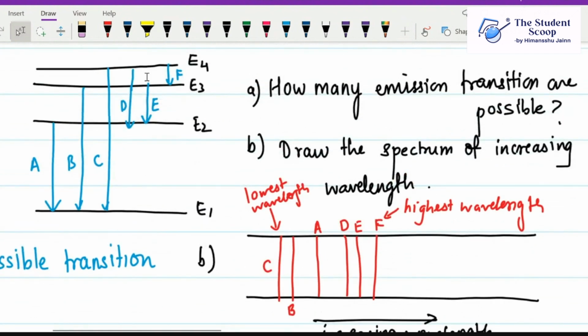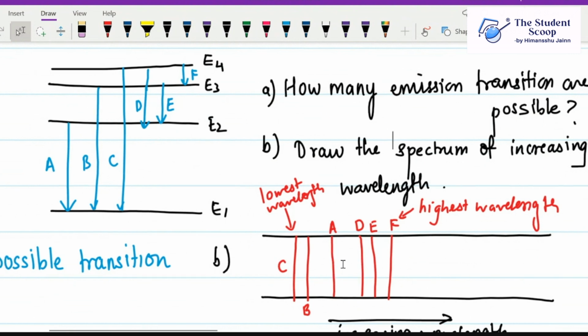Similarly, D is much smaller than A, so the next would be D. E has a very slight difference from D, so they are closer to each other. And F is the smallest difference, so it will have the highest wavelength. So remember that the higher the difference in energy, the lower the wavelength, and the difference in the vertical lines represents the difference in the wavelength also. You can draw that on the spectrum as well.